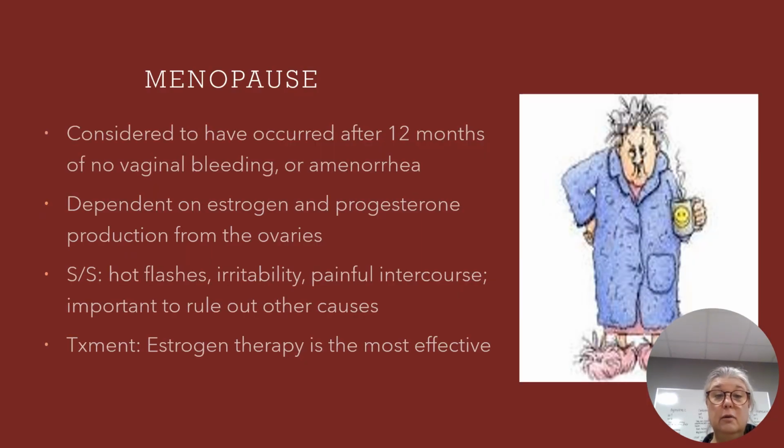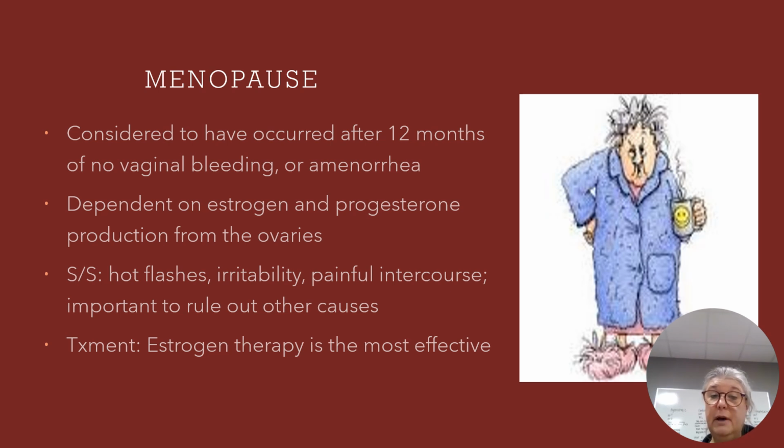Menopause. So menopause is considered to have occurred after 12 months of no vaginal bleeding or amenorrhea. So no menses anymore. Okay. All female individuals will eventually go through menopause as they age. On average, menopause begins at about 50 to 51 years. Surgical menopause occurs immediately at any age when the ovaries are surgically removed.